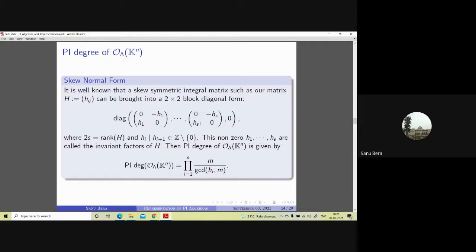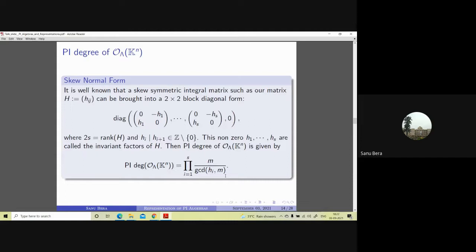Yes, here also we multiply by the left, and they are congruent actually. H is congruent to that block diagonal matrix. So you mean that you are acting as P H P transpose? Yes, absolutely. So if we have a simpler, diagonal form rather than H, from that diagonal form we can easily compute the expression of PI degree in terms of the invariant factors. That looks like this.